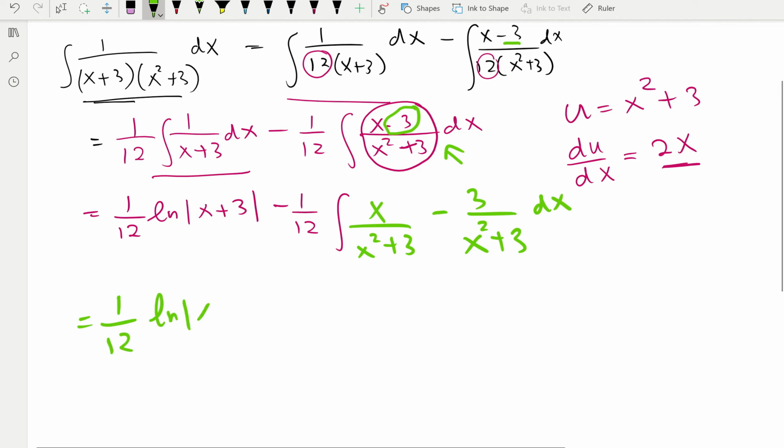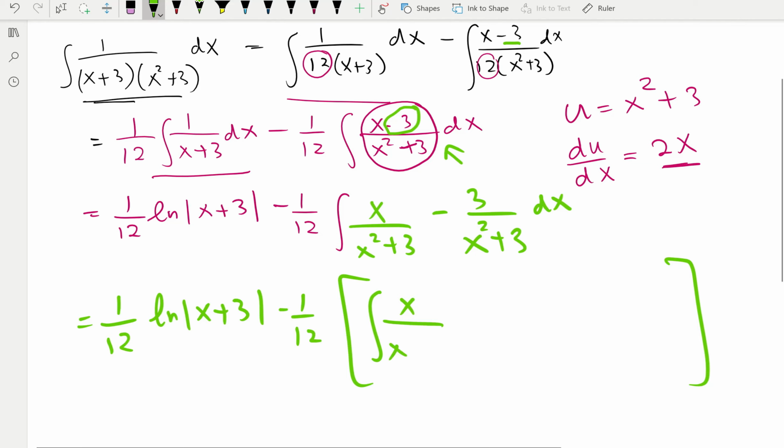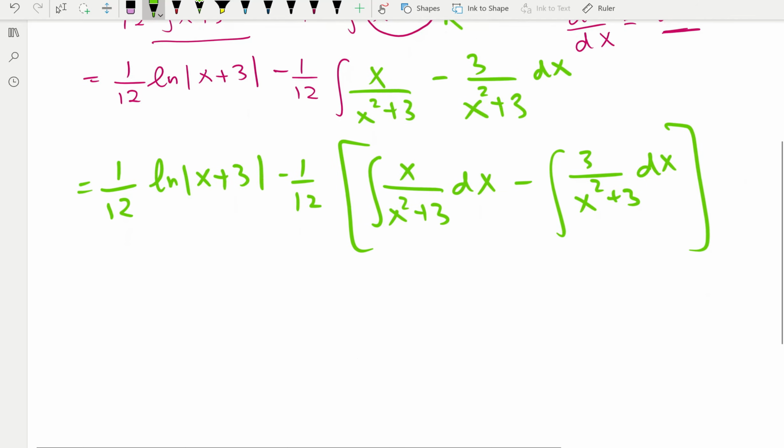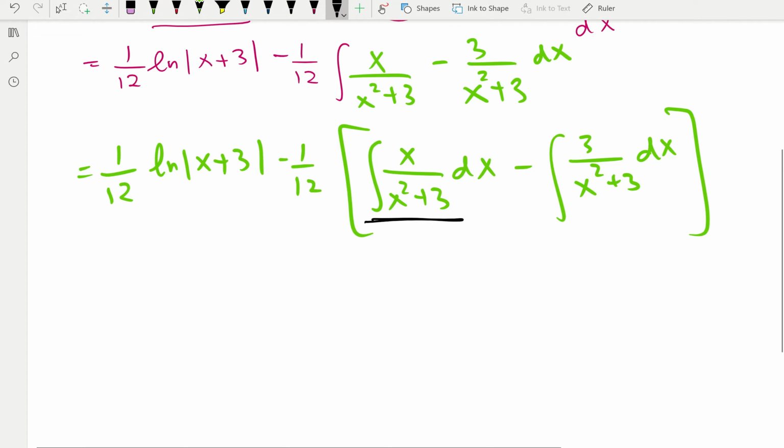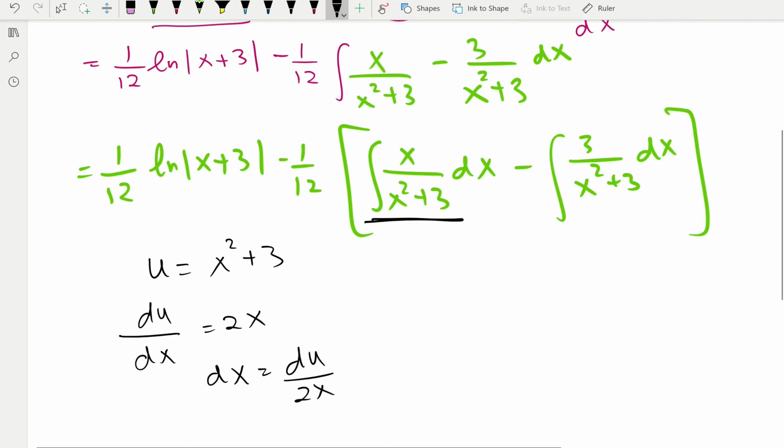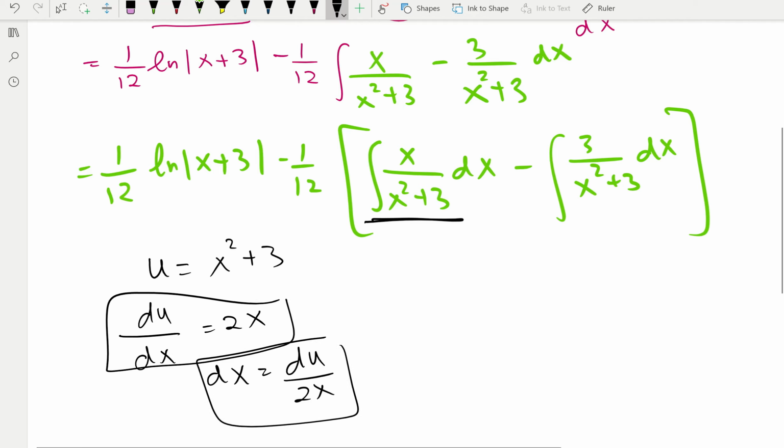So let's keep on writing this natural log part minus 1 over 12, and let's focus on what's going on here. We want to integrate x over x square plus 3, and then we want to integrate minus 3 over x square plus 3. Let's integrate these two terms separately. To integrate this term, as I said, we can use integration by substitution. Our u is x square plus 3. Du over dx is actually 2x. That means dx is du over 2x, switching the sides of dx and 2x.